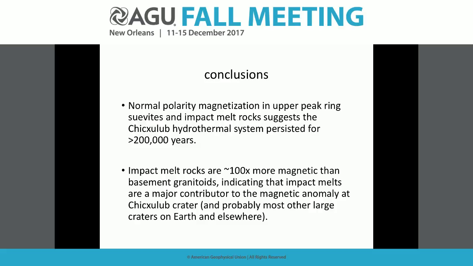And the second conclusion is that we've determined now that the impact melt rocks in the crater are 100 times more magnetic than the granitoid basement, at least at the peak ring. So this tells us that impact melt rocks are a very major contributor to the overall magnetic anomaly at the crater, and probably craters elsewhere in the solar system, because if you look at magnetic anomalies on Mars, on the Moon, on Mercury, you see that this is where the greatest anomalies also occur, in relation to craters.